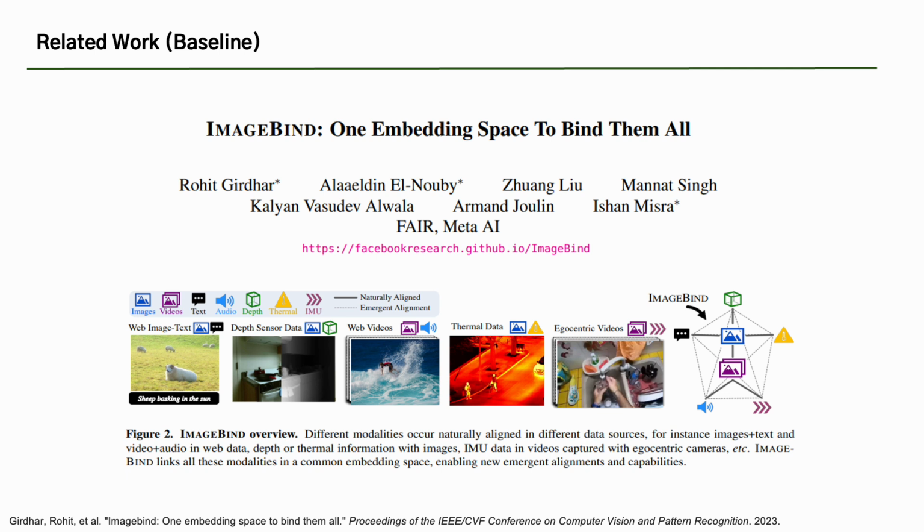ImageBind is a recent study from Meta AI that demonstrates this concept in practice. This paper introduces a novel approach for learning a unified joint embedding space that integrates multiple modalities, including images, audio, text, depth, thermal, and even IMU data.